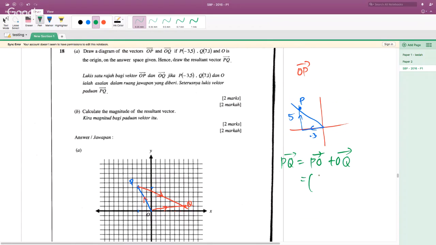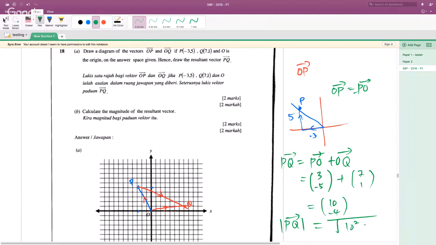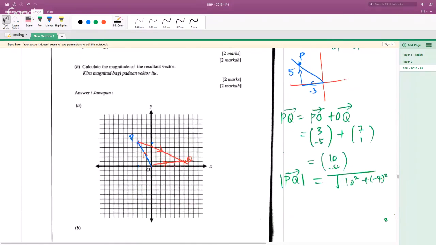So I can use column vectors. PO will be negative, so it will be (5, -3) negative, because OP equals negative PO. Plus OQ is (7, 1). So this is basically (10, -4). If I want to find the magnitude of PQ, I just use the Pythagoras formula, 10 squared plus -4 squared.